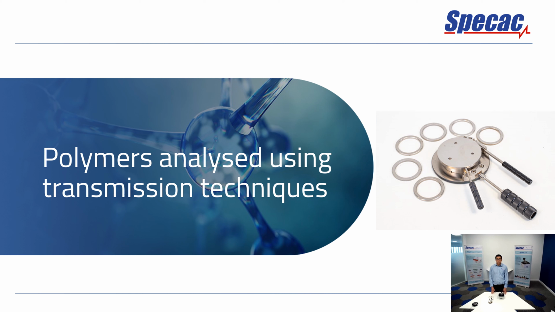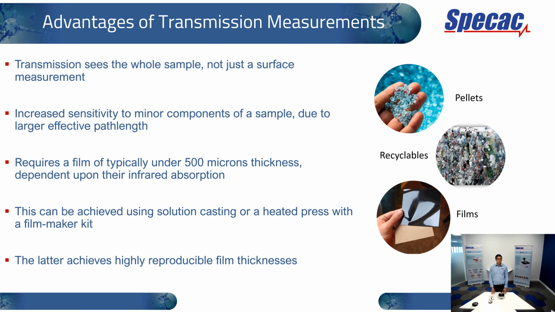Now we will look at the analysis of polymers using transmission techniques. So, as we mentioned before, transmission sees the whole sample and not just the surface measurement like ATR, and so this leads to increased sensitivity to minor components of the sample due to larger effective path length. And typically, when analyzing a polymer film, the thickness of the polymer is less than 500 microns.